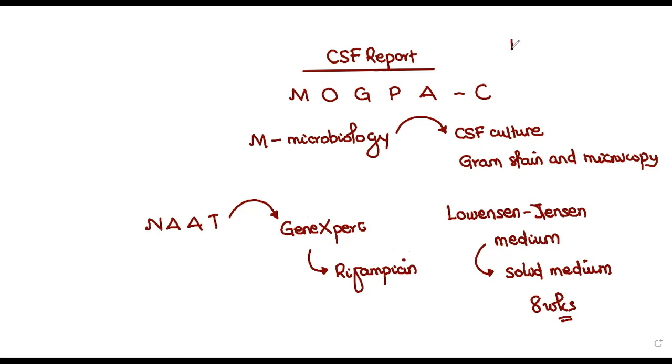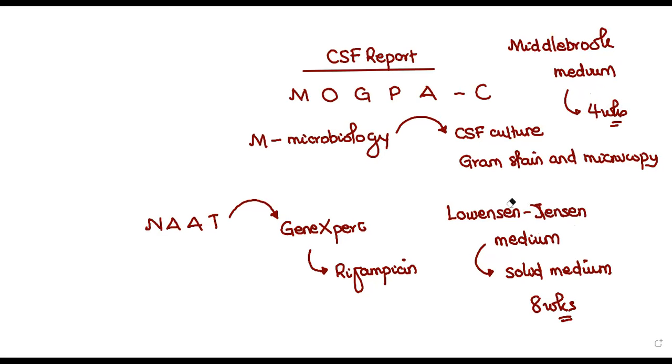Now, the Lowenstein-Jensen medium is the solid medium. There is a liquid medium called the Middlebrook medium. That one is very expensive and it takes about 4 weeks. So the liquid medium actually comes faster than the solid medium. But we don't have time to wait for this. That is why we invented the GeneXpert.